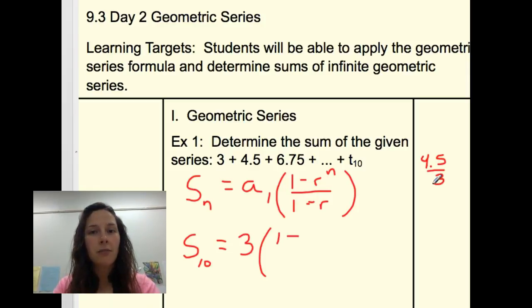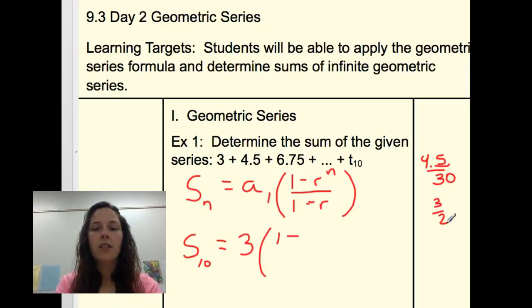If you have a hard time simplifying with a decimal, what you can do is multiply each of the terms by 10, moving that decimal point one place to the right, and then dividing 45 and 30 both by 15, we get a common ratio of 3/2. So we're going to substitute that for our r: 3/2 to the 10th power, all over 1 minus 3/2.